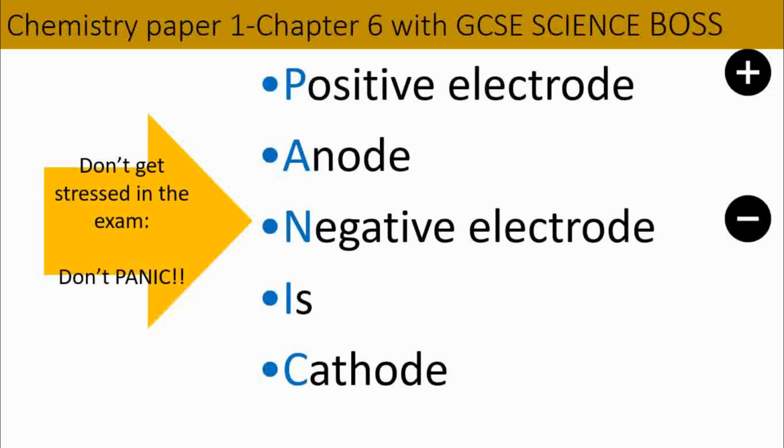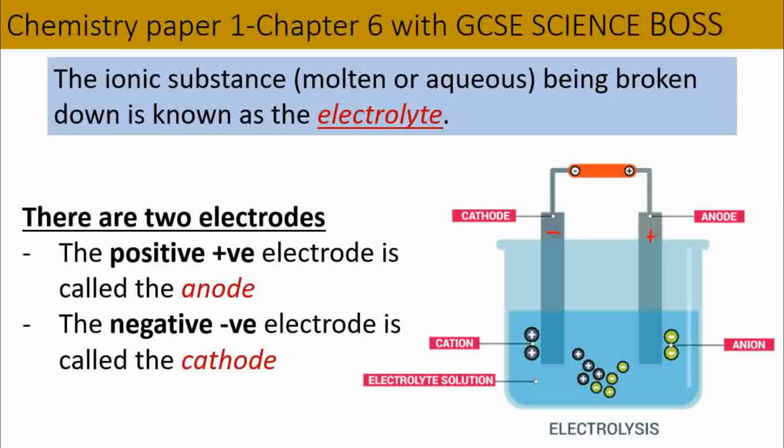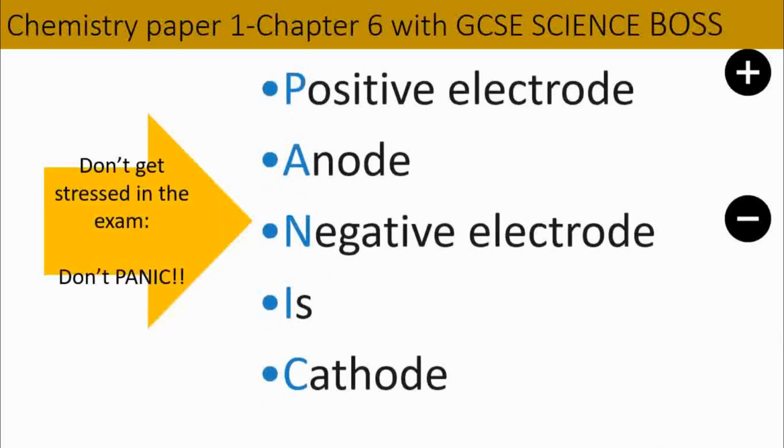Here's a mnemonic that you can use to remember this. The positive electrode is called your anode, and your negative electrode is called your cathode. So if you get this to label, just remember, you're not going to panic. Why are you not going to panic? Because your positive electrode is called the anode, and your negative electrode is called the cathode. So you'd never panic when you go into the exam.